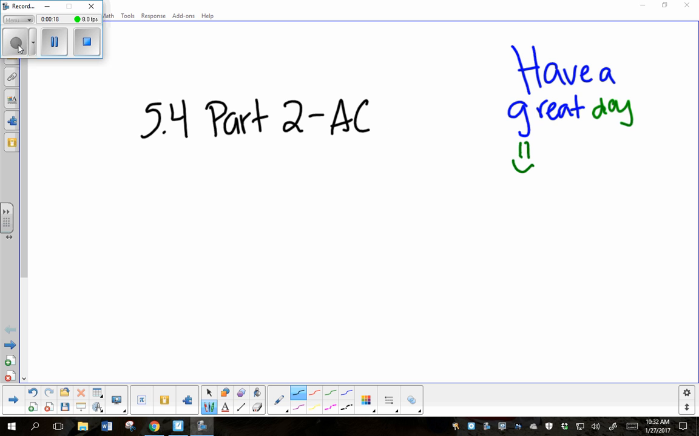So we're going to be factoring using the AC method. This is going to come into play when we factor something like this.